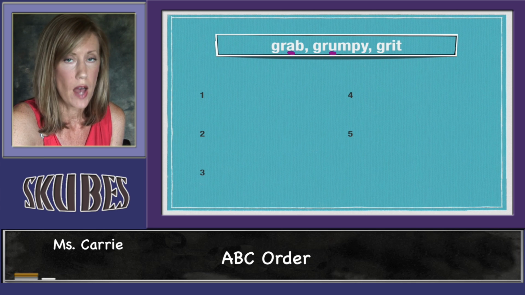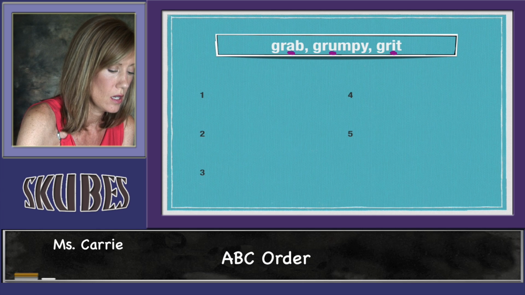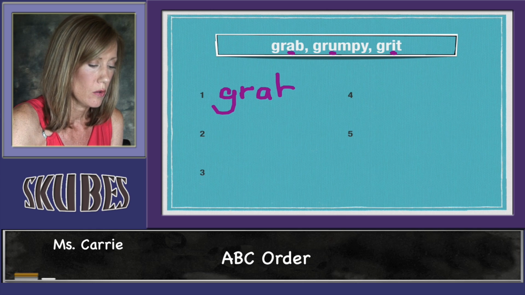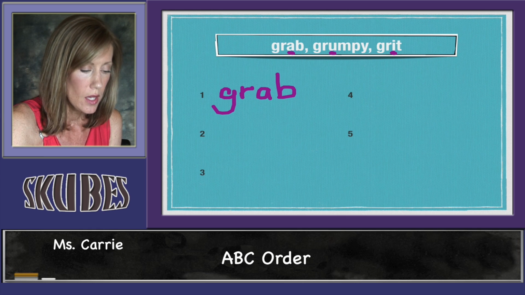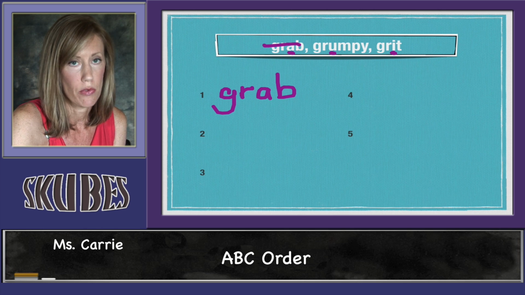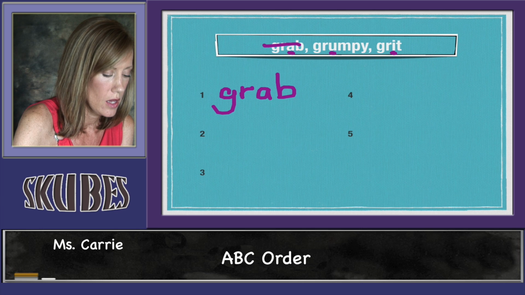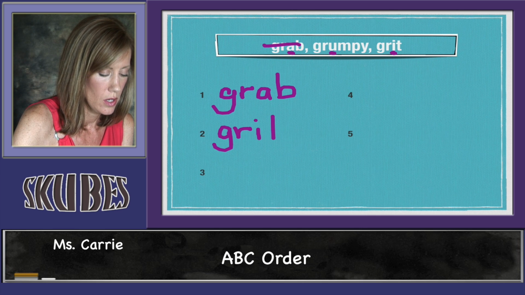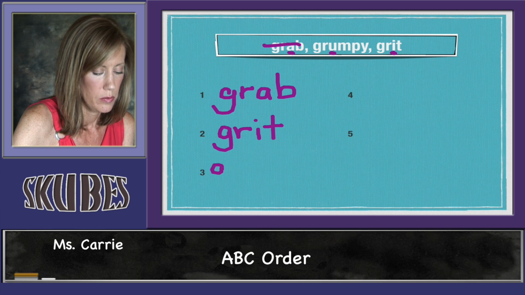Well, we know grab is first. That one's easy because that's the beginning of the alphabet. Remember, we're looking at the third letter at the A. So we're done with grab. We have grumpy and grit. Well, I know that I comes before U in the alphabet. So our next word would be grit, and our last word would be grumpy.